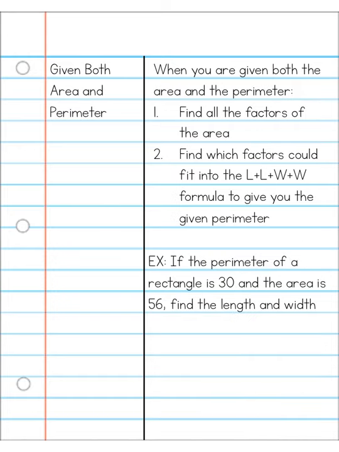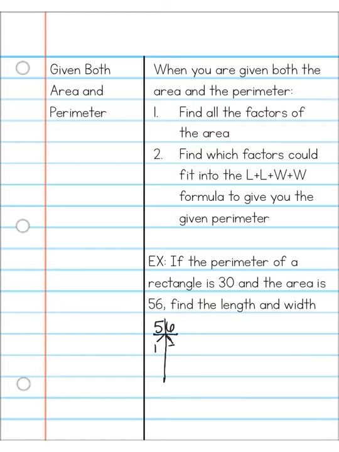If I'm given both the area and the perimeter, I have to find all the factors of the area first. So find all the factor pairs. And then I have to find which factors could fit into the perimeter formula to give you the perimeter. So let's look at an example. If the perimeter of a rectangle is 30 and the area is 56, find the length and the width. So I'm going to start by finding the factor pairs of 56.